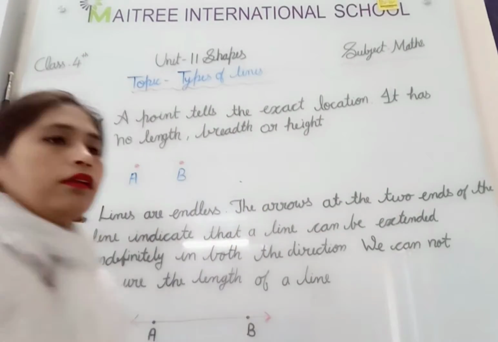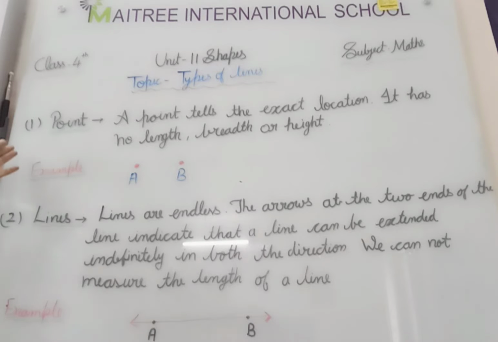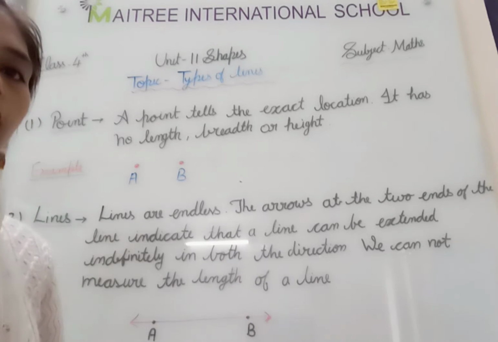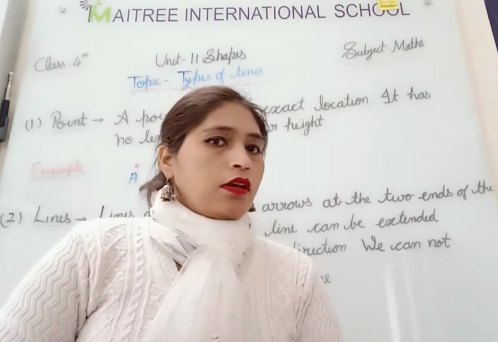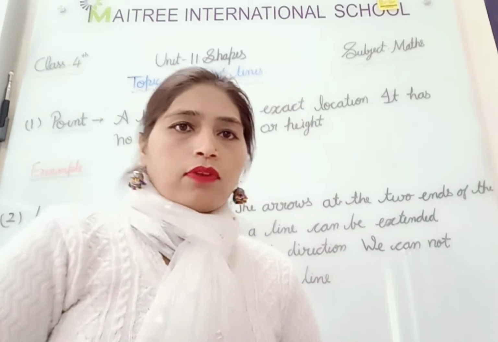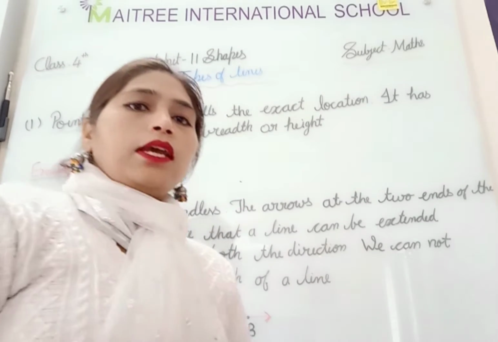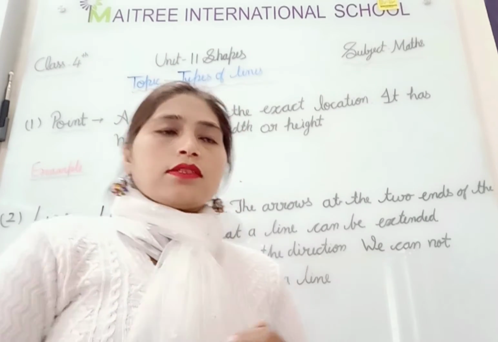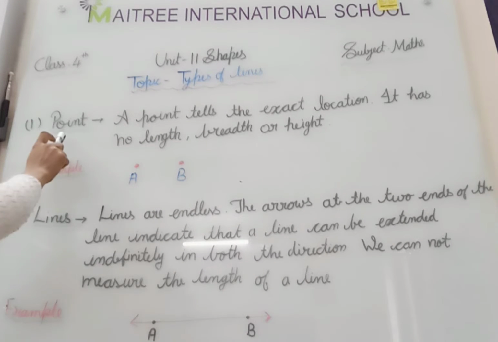Now let's start the types of lines. In this chapter we'll read about the types of lines. You now know the shapes, the different types of shapes, but to make the shapes we need different types of lines also. So you have to know the name of which line we are using. So now let's start from the point.